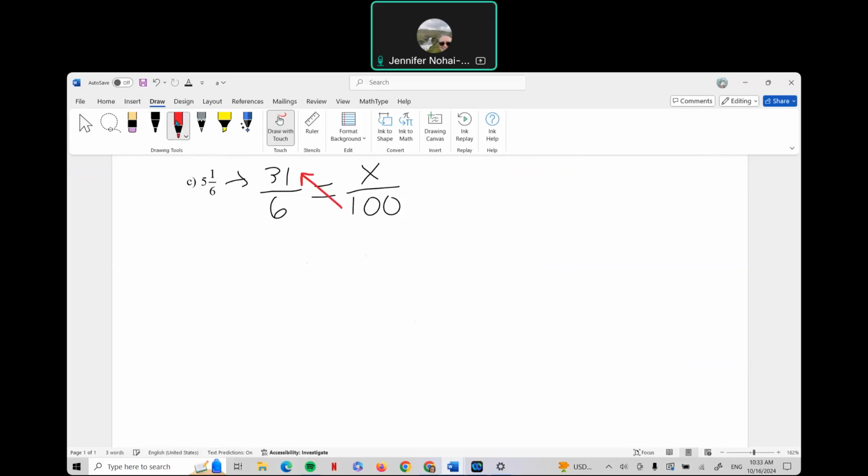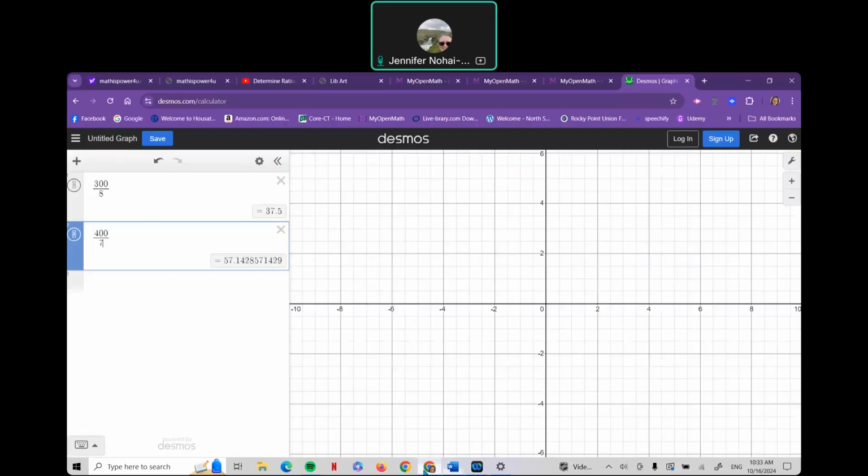My cross product, 31 times 100 is 3100. Other cross product, 6 times x is 6x. And then from there, I want to divide both sides by the coefficient of x. In this case, it's 6. Jumping over to my calculator, I want to type in 3,100 divided by 6.